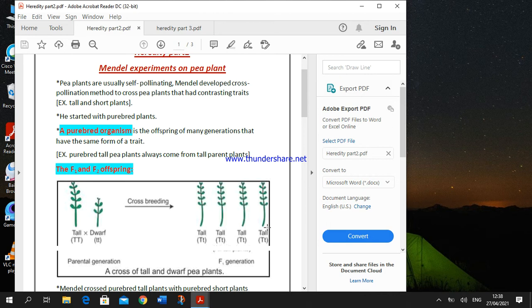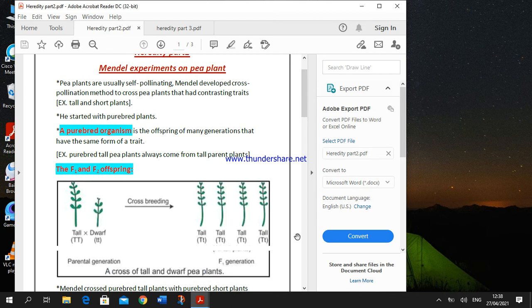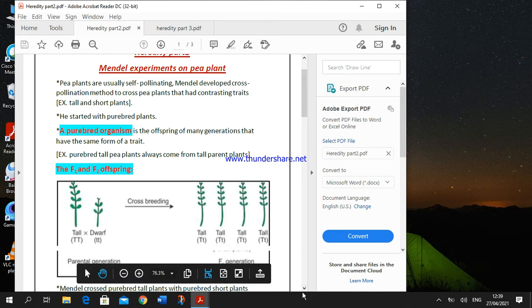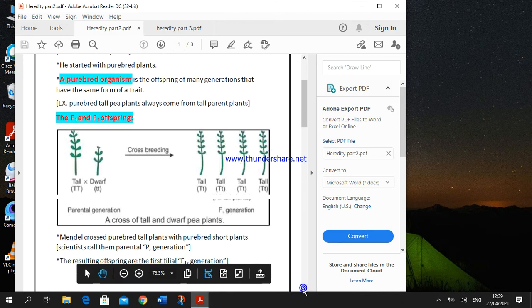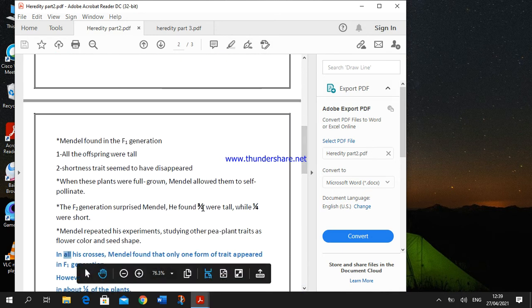Mendel found that all the offspring in the first generation were tall, and the shortness trait seemed to have disappeared. When these plants were fully grown, Mendel allowed them to self-pollinate. The second filial, or second generation, surprised Mendel even more. He counted the plants of the second generation and found that 3/4 were tall, while only 1/4 were short.